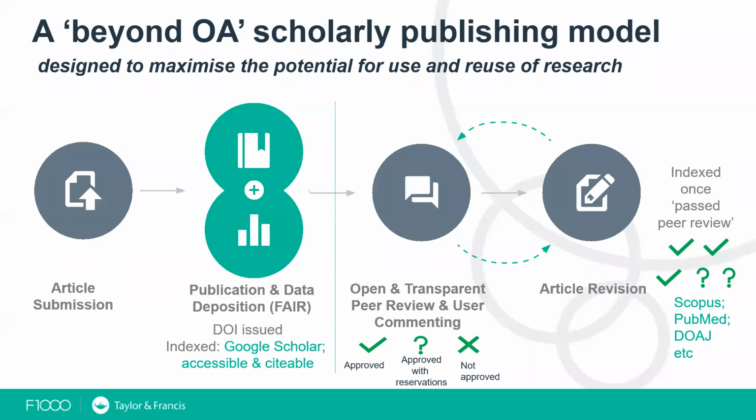But when we say that we are beyond this, we really want to open up as much of the publishing and research process as we can, with the core aim of maximizing use and reuse of research, which is what open access and open research essentially stands for. Now, the publishing model that I will detail here applies to any peer-reviewed articles that are submitted to F1000Research.